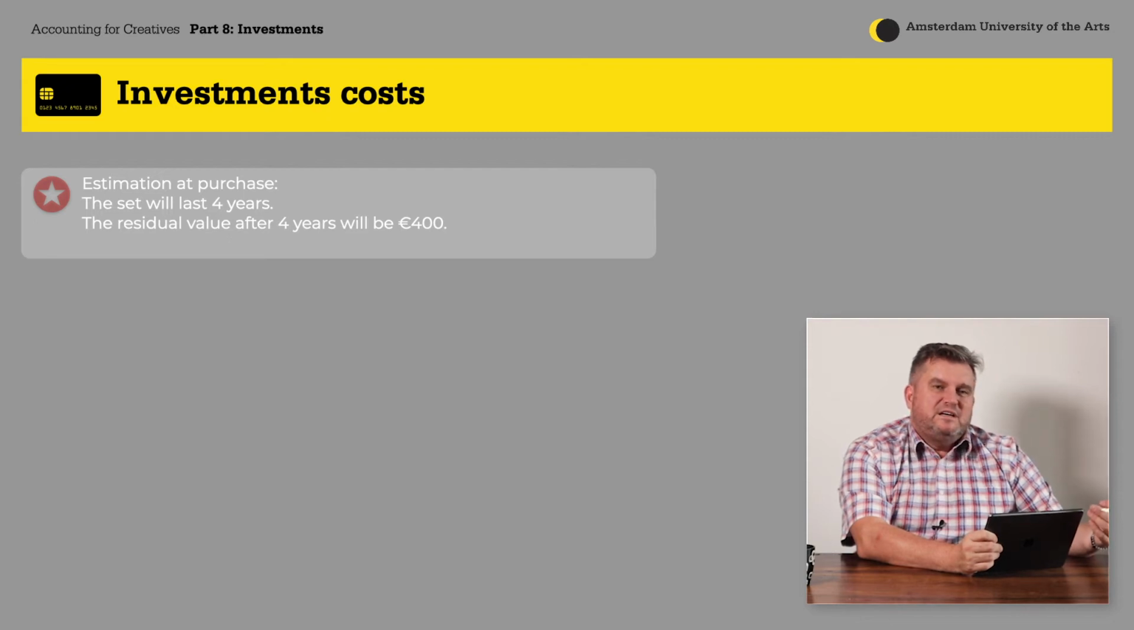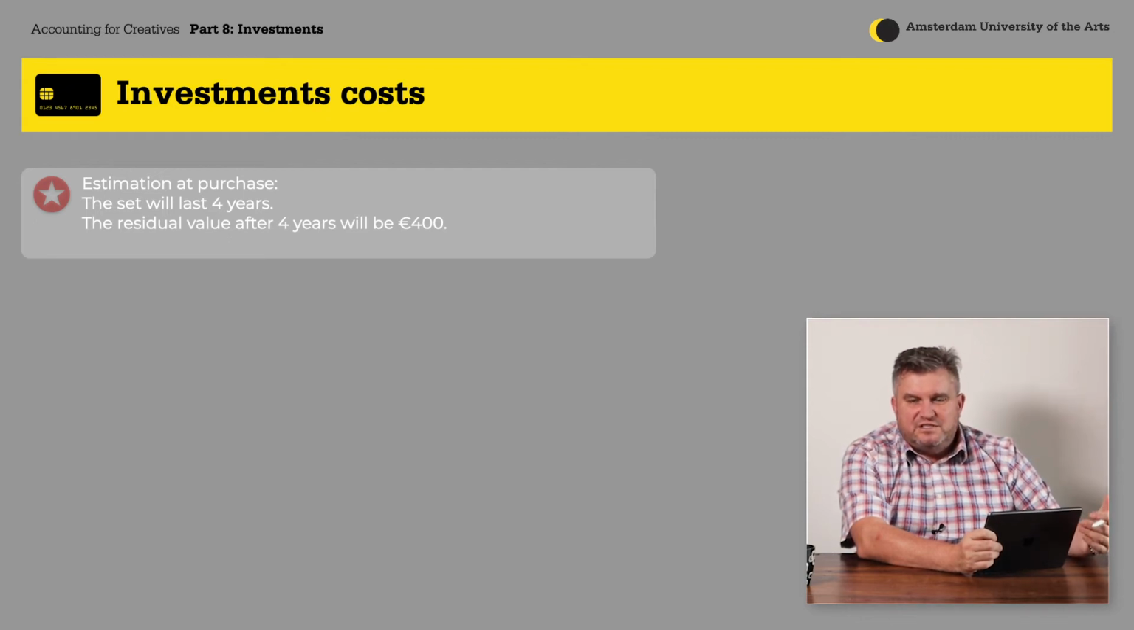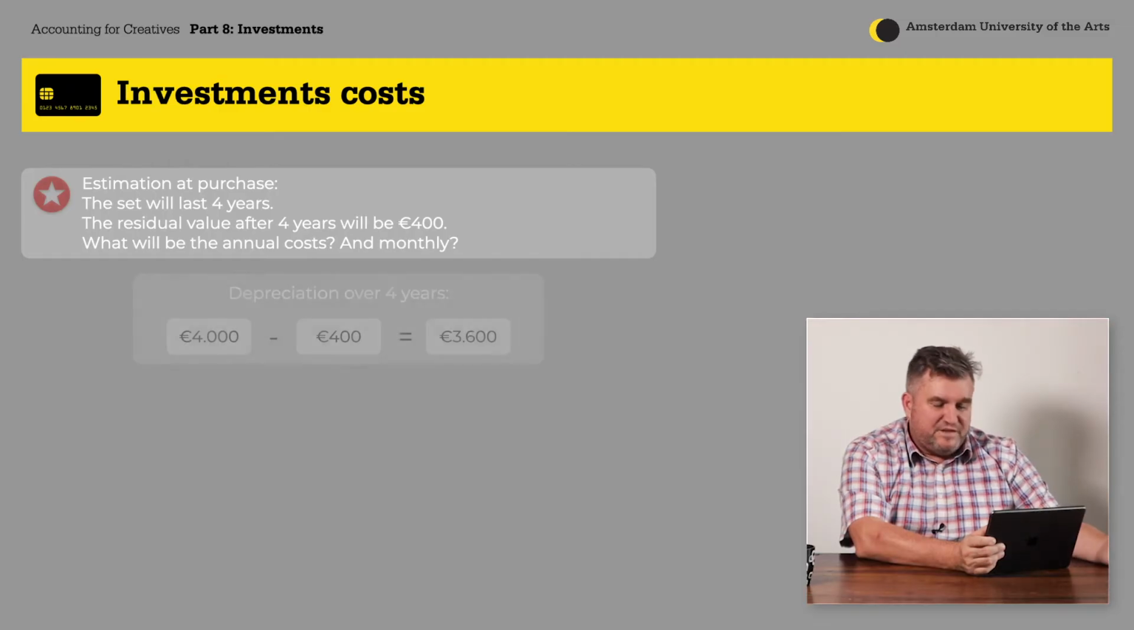So how can we calculate the costs that we will have to book every month in order to create a realistic cost of this purchase? Well, first we are going to calculate the depreciation of this investment, of this set, in the 4 years that we will be using it. So 4,000 is the purchase price, 400 will be the residual value.